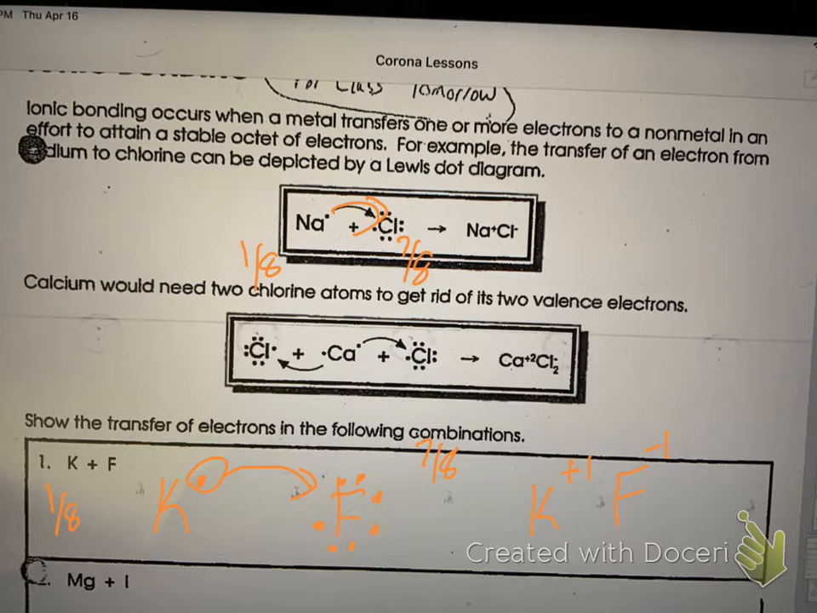Now, if I give away an electron and somebody takes an electron, nobody's making anything with that. So they're going to cancel each other out. So the positive one and the negative one cancel each other out. So we don't have to do anything. So the final formula is going to be KF.